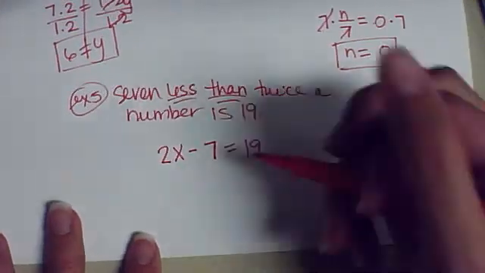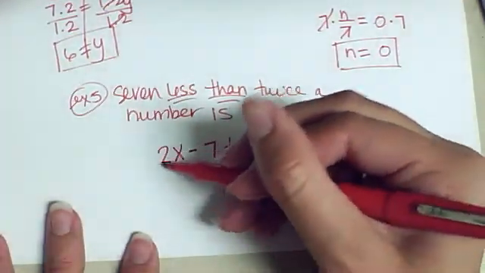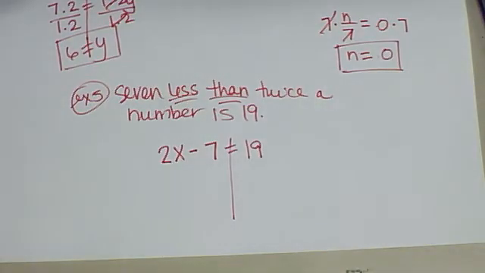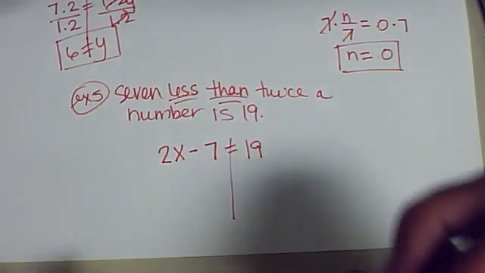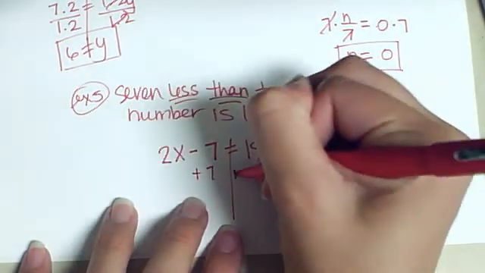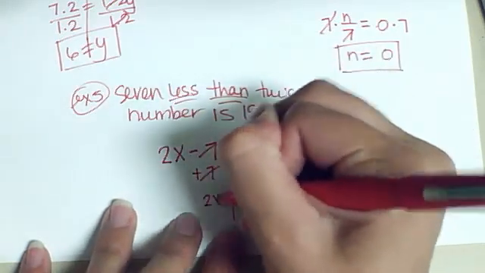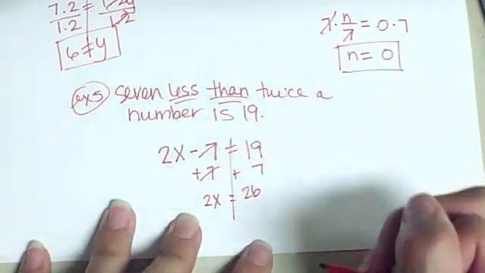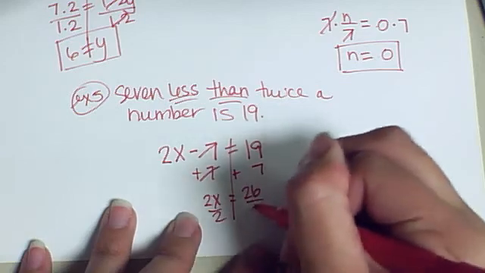Now let's go ahead and solve that. It's being subtracted by 7 and multiplied by 2. X is both of those things. So the inverses would be to add 7 to both sides. 2x equals 26. And divide both sides by 2.